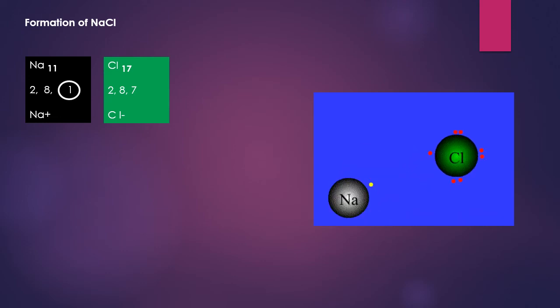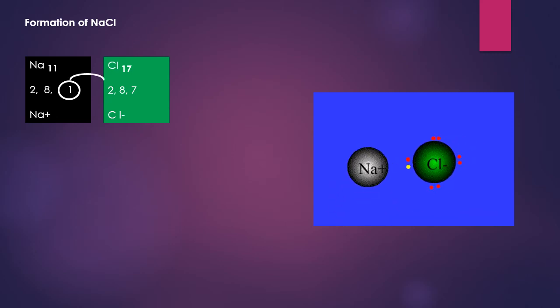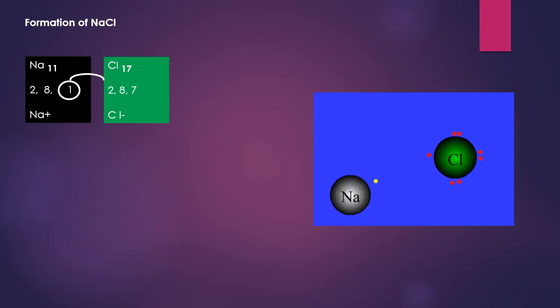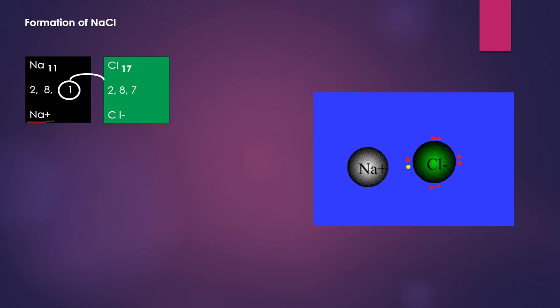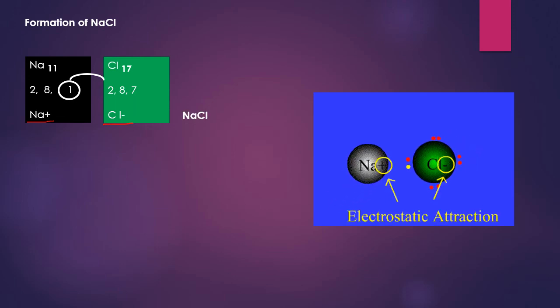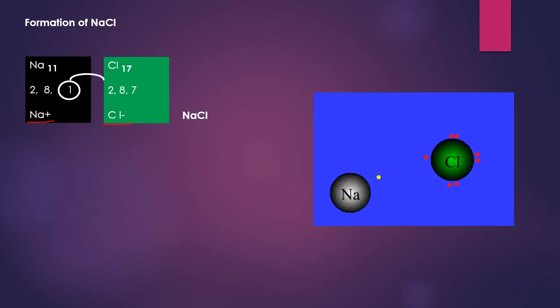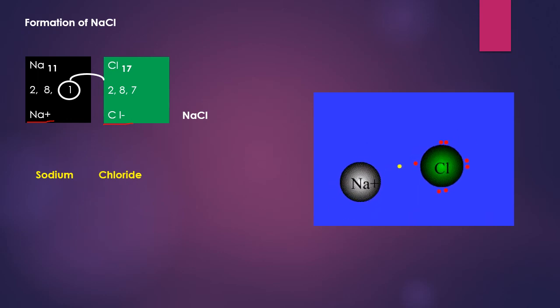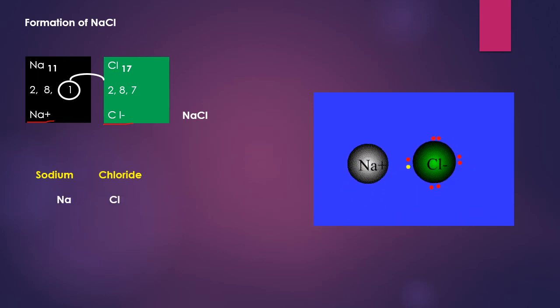This one electron will be donated by Na to Cl, and Cl is having 7 electrons. It will accept easily this one electron from Na, and Na will become Na+ after giving this electron, and Cl will become Cl- after accepting this electron, and now NaCl is formed. Clear? This is sodium chloride.